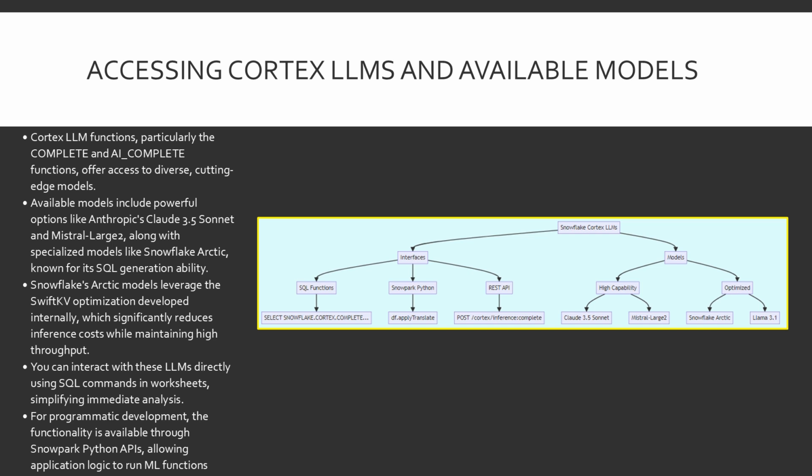This mind map shows the diverse paths to interact with Snowflake Cortex LLMs. The root node represents the LLMs themselves, which are accessible through three main interfaces. First, SQL functions allow direct queries, exemplified by calling the complete function from a standard select statement. Second, the Snowpark Python interface enables programmatic access, notably allowing functions like translate to be applied directly to data frames, optimizing data processing. Third, external applications can use the Cortex REST API, primarily accessing endpoints such as /cortex/inference complete.